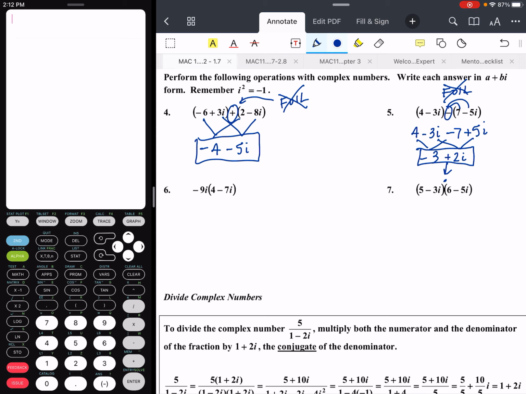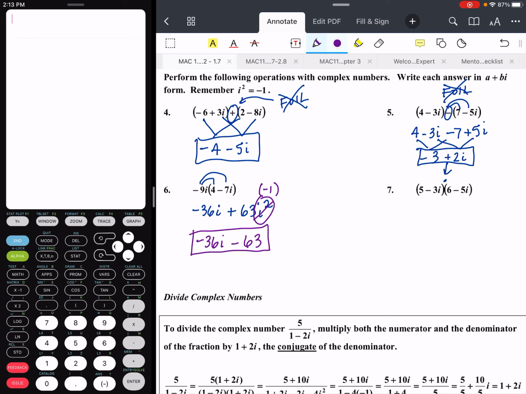Number 6, distribute that -9i. When I multiply by 4, that gives me -36, and I carry down the i. Negative times negative is positive 63 i squared. And then I just want to make sure that I take that i squared and replace it with -1. So this gives me -36i and then minus 63. So this is great as a final answer.